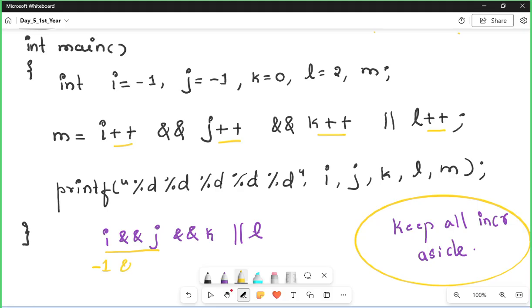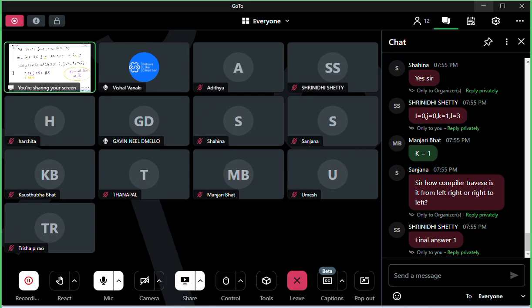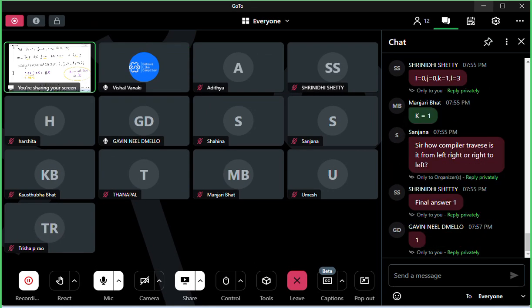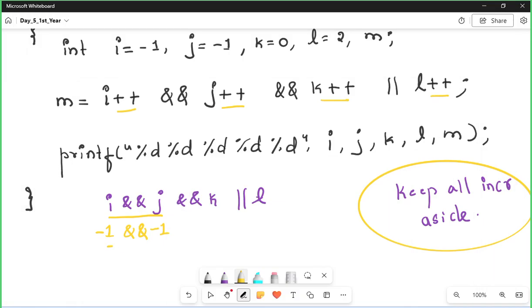Minus 1 logical AND of minus 1. What is the result? Can you at least reply to me for this? So obviously the answer is non-zero logical AND of non-zero. It is true, right? It is 1.